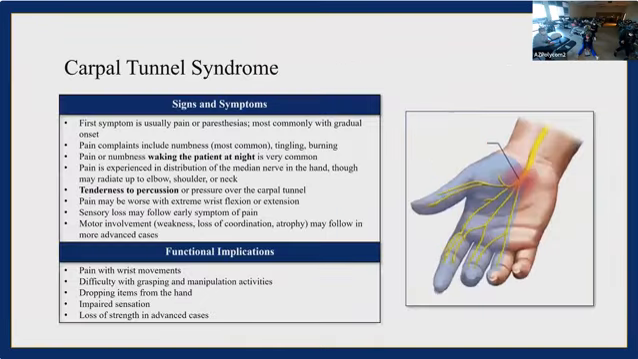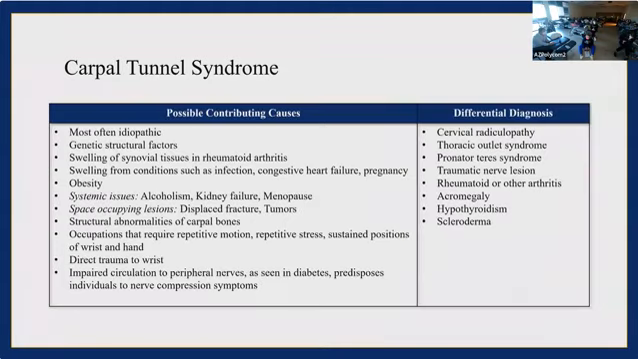Cool. Moving on. Signs and symptoms, as you would imagine: numbness, tingling, paresthesias, waking in the middle of the night with symptoms, tenderness to percussion or pressure, which is Tinel's test, right? We didn't go over Durkan's test, but Durkan's test, instead of tapping, is just sustained pressure over the median nerve there. And if your hand starts going numb with that, then you might have carpal tunnel. So pain with wrist movements, difficulty with grasping, dropping items, fumbling with items, loss of strength in advanced cases.